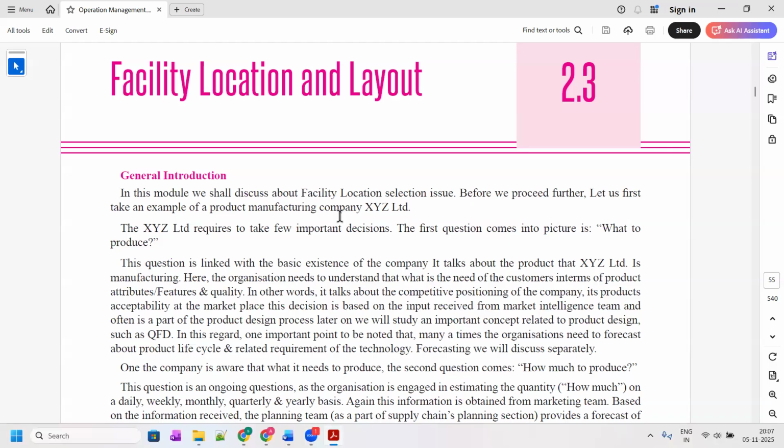I hope you understood. Yes, sir, but what does cross docking actually mean?